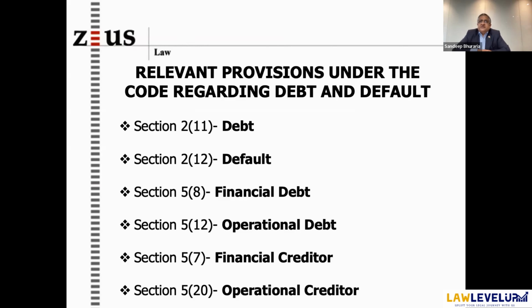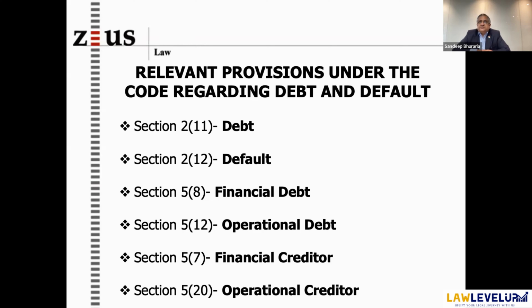Now, Section 5, subsection 8 defines a financial debt. What is a financial debt? As you would see, Section 2(11) defines debt. Now, there are two kinds of debts, financial debt and operational debt. Section 5, subsection 8 defines a financial debt. A financial debt means a debt along with interest, if any. Now, this is very important, if any. I'll explain why it is important. Which is disbursed against the consideration of time value of money.